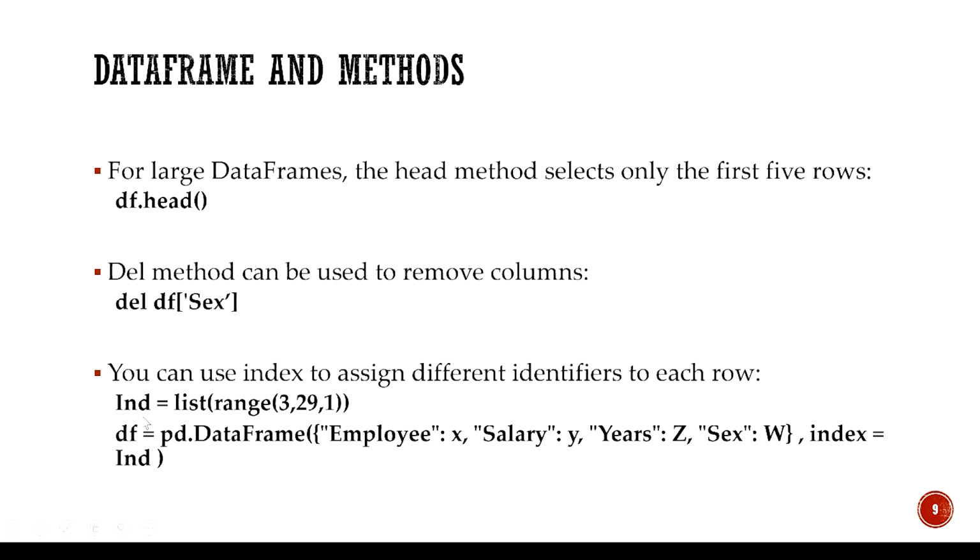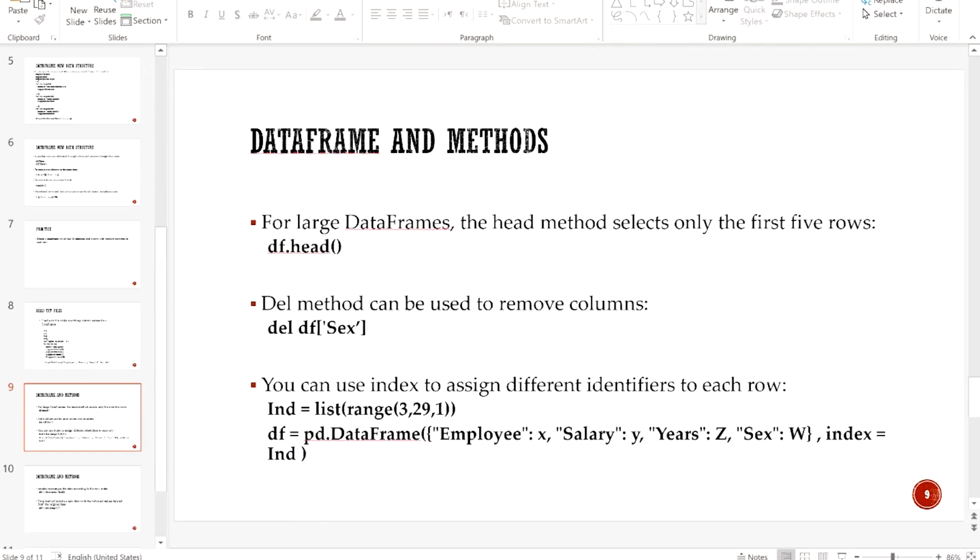Let's say I define a variable list, and I use the range function, which starts from 3 through 29, and the step value is 1. So technically, I want my first observation to be assigned to 3, the first row. So to do that, we call pandas data frame, and then the second argument is index. So index equal to the list variable. So let's run this, and you can see what it looks like.